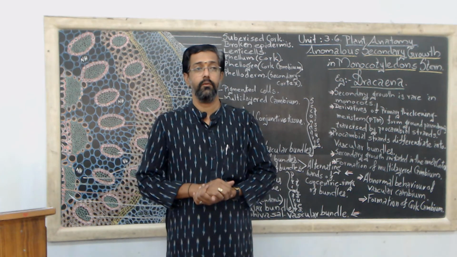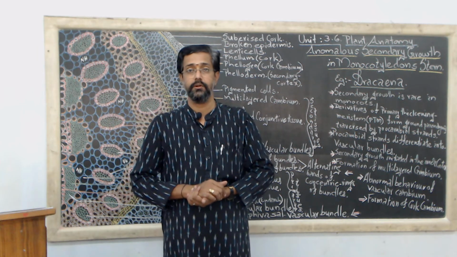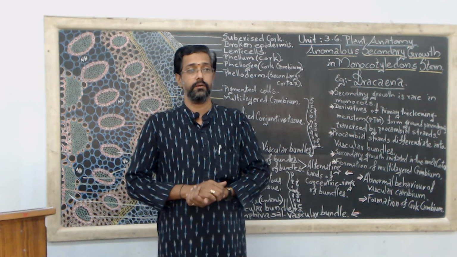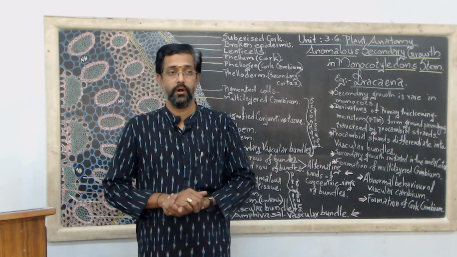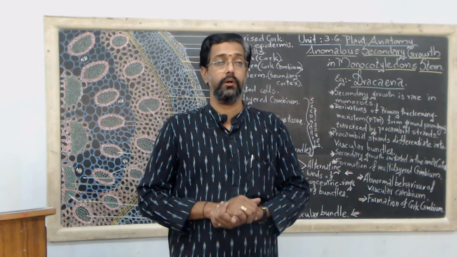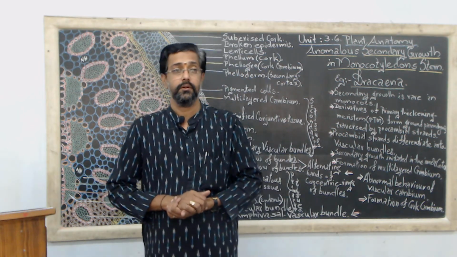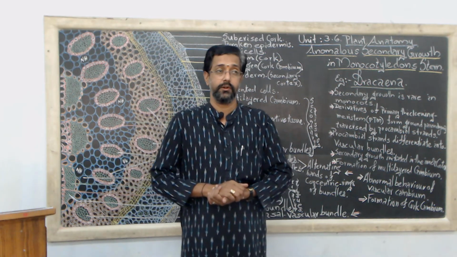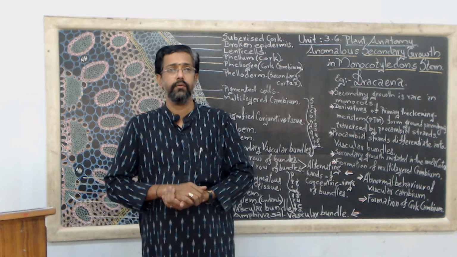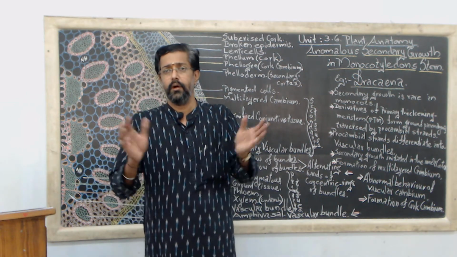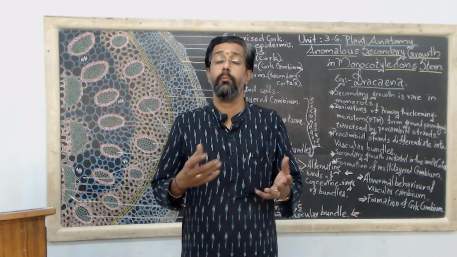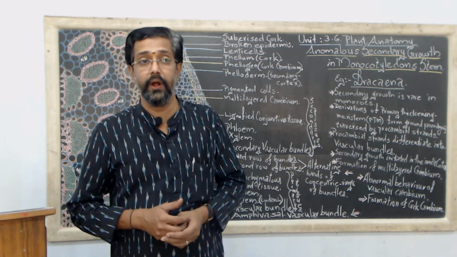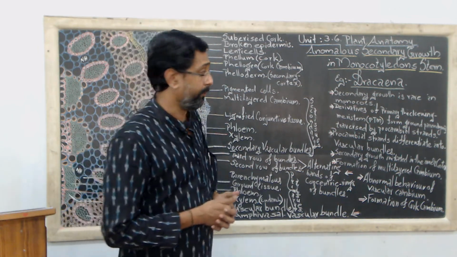So the morpho-anatomical features in a normal dicot stem showing secondary thickening are changed or altered, as in some of the members coming under dicotyledonous plants, and this is commonly called the anomalous or abnormal behavior of secondary thickening, due to the abnormal behavior of vascular cambium.